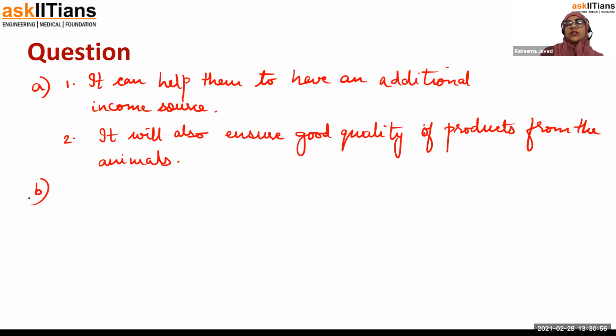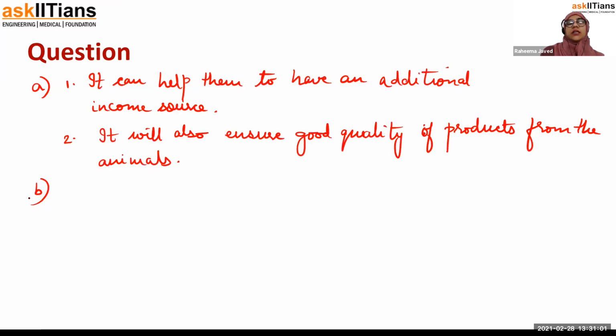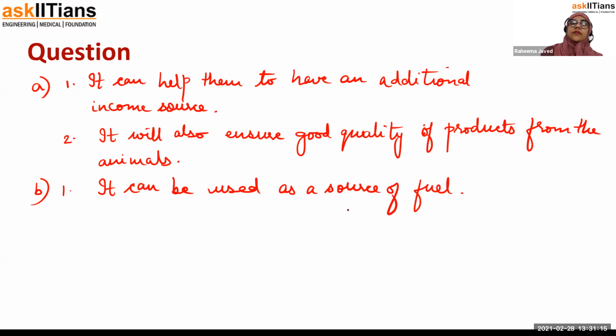Second question is, write two advantages of having a biogas plant in the village. The first advantage is it can be used as a source of fuel. And it is non polluting. So, there is no problem of pollution if it is used at a large scale in the village.